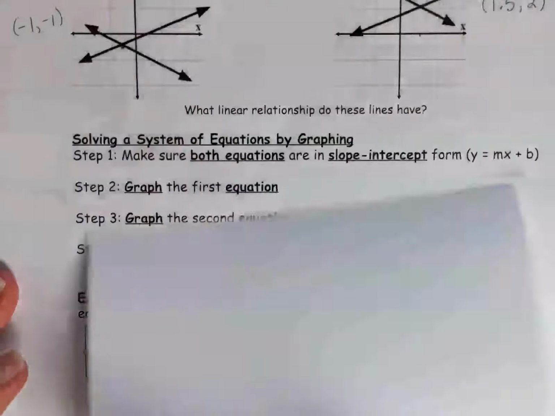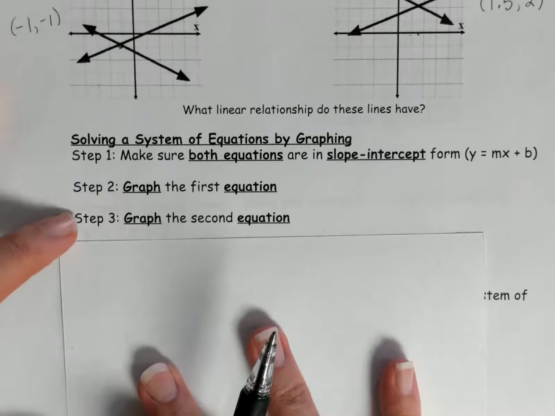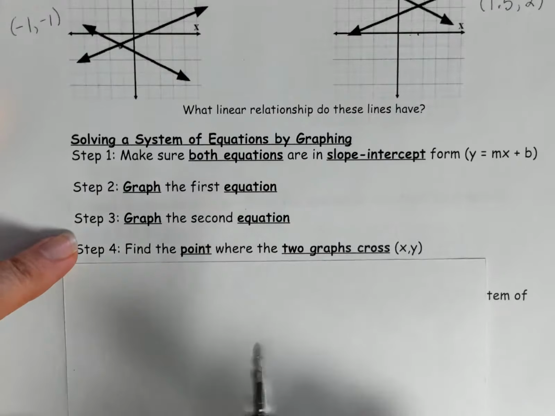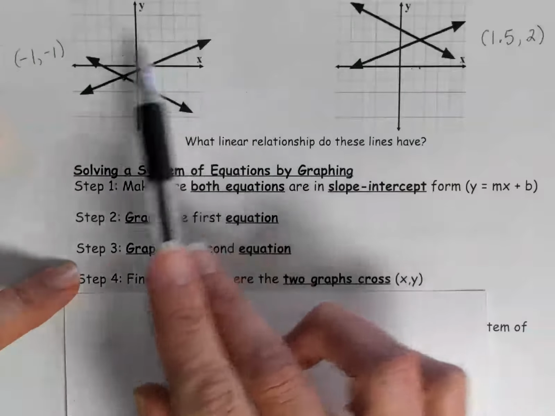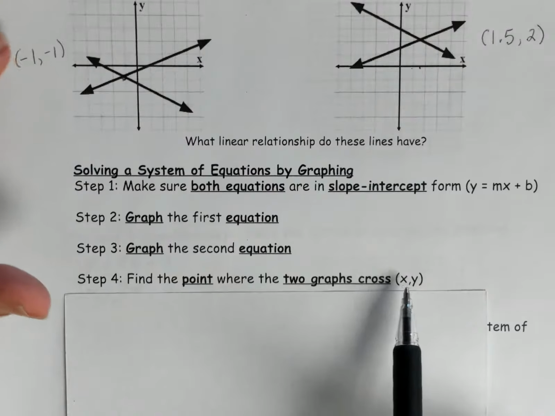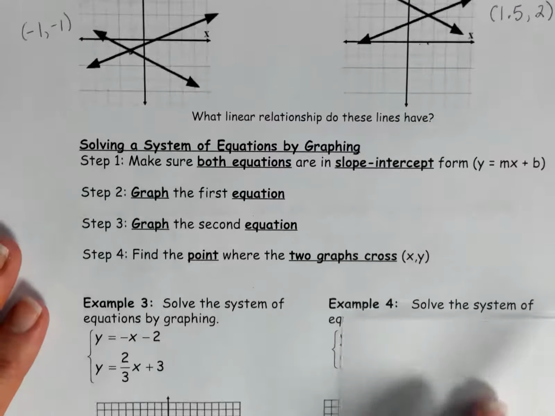Then we get to step 2. Step 2, we would graph the first equation. Step 3, we graph the second equation. And then you find where the two lines cross. So once they're graphed, like this one here, you find where the two lines cross, your x and y. And that's all you have to do.